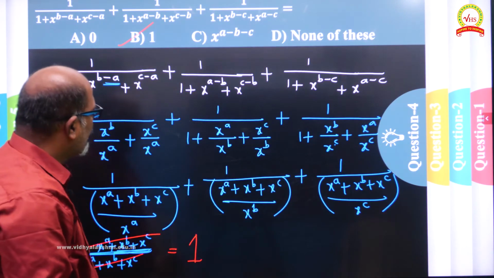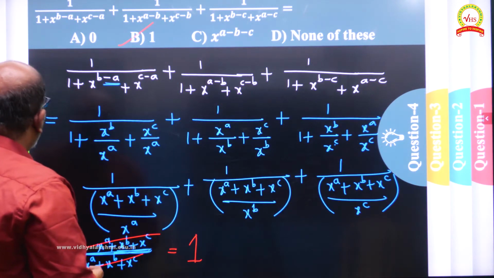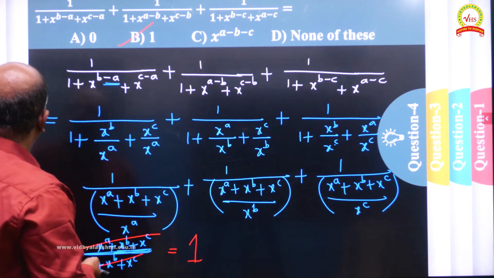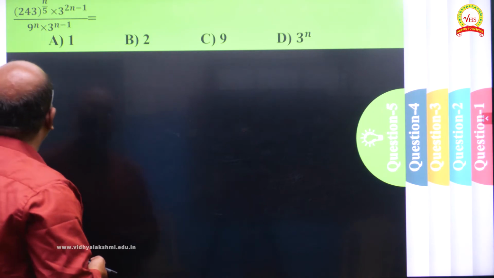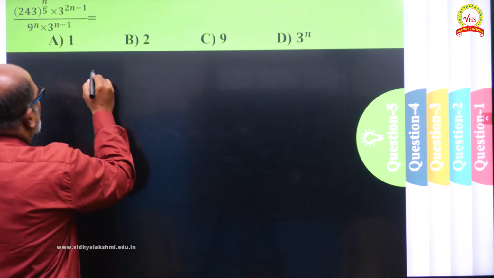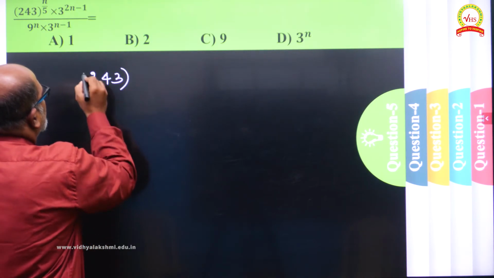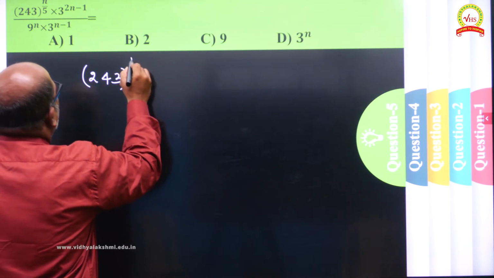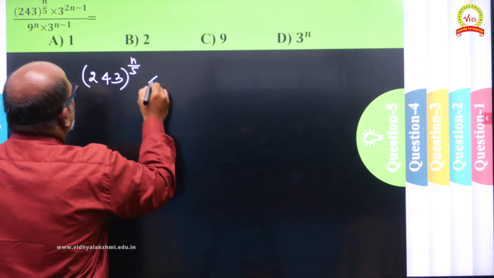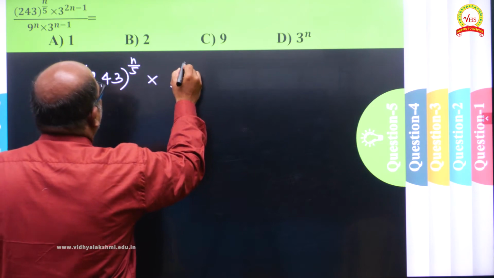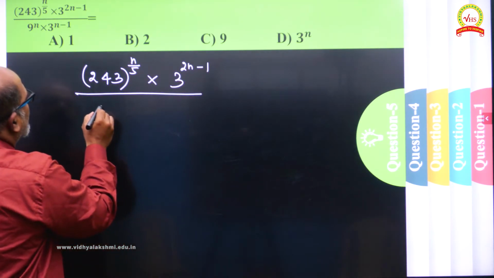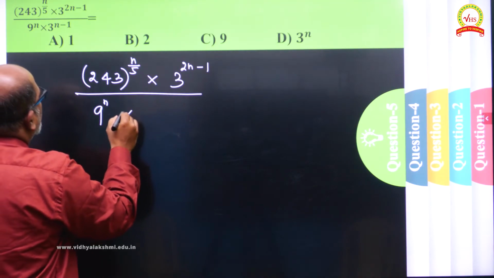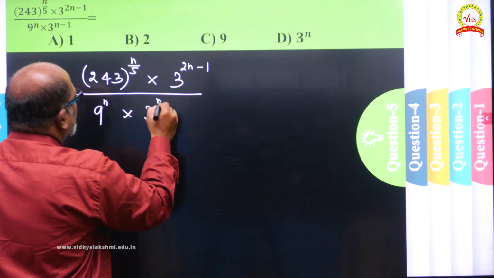Okay, fine. Now let us move to the last question of this session. Yes, fifth question we are having here. 243 the whole raised to n by 5 multiplied by 3 to the power of 2n minus 1 the whole divided by 9 power n multiplied by 3 power n minus 1.